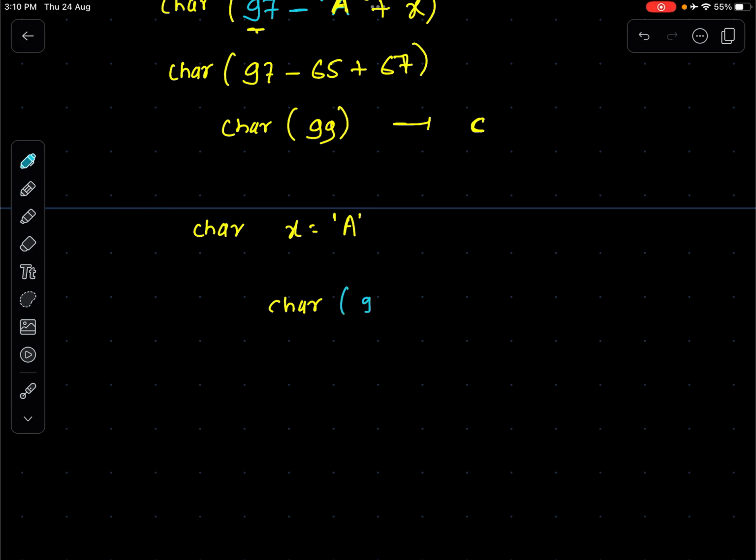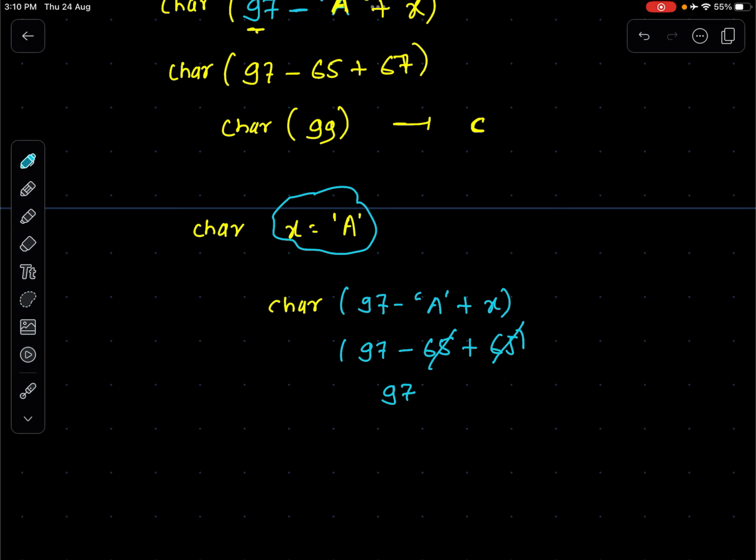So I will start from 97 minus, I am subtracting the uppercase letter, that is A itself. And what I am doing is simply adding my character, that is x. So it will be 97 minus 65 plus, what is the ASCII value of this capital letter A? 65, right? Now these two will get cancelled. What will be remaining? 97.